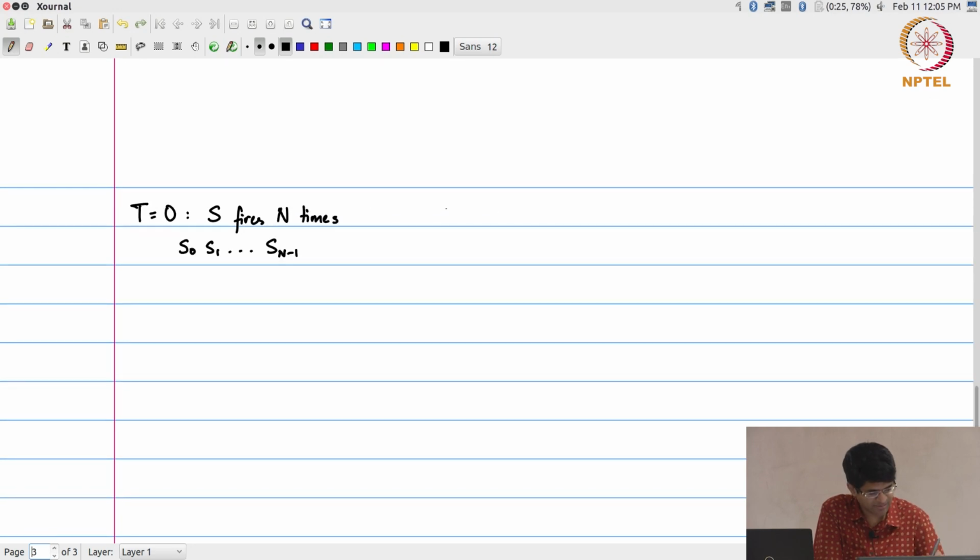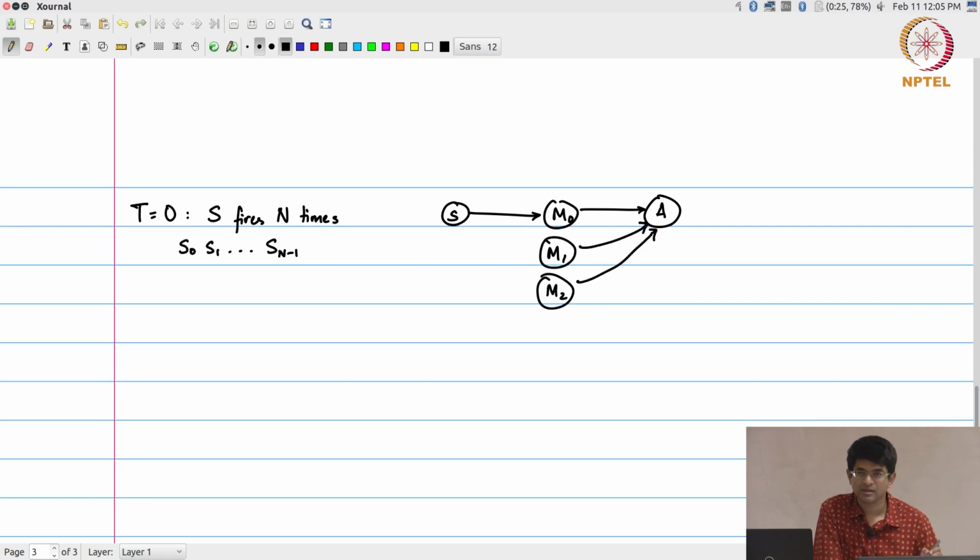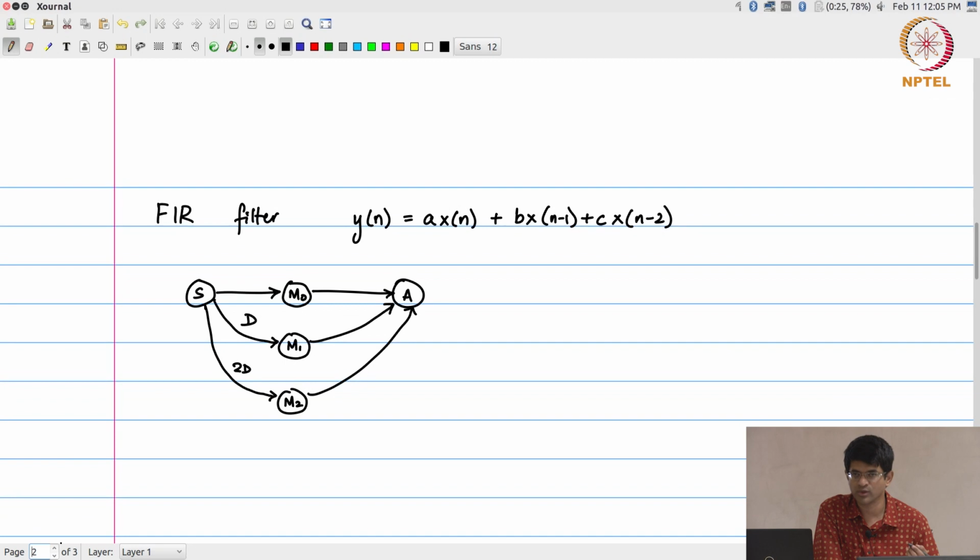So what would it look like? It would essentially be something like the same S, M0, M1, and M2, like this, feeding into the adder. So at time equal to 0, if all that has happened is S fired n times, what would I expect the state of the output arcs to look like? How many tokens do I expect on each output arc? From S to M0, how many tokens do I expect over there? How many were there to start with? There were no tokens on the S to M0 arc, okay? But after S has fired n times, I should see n tokens on it, okay?